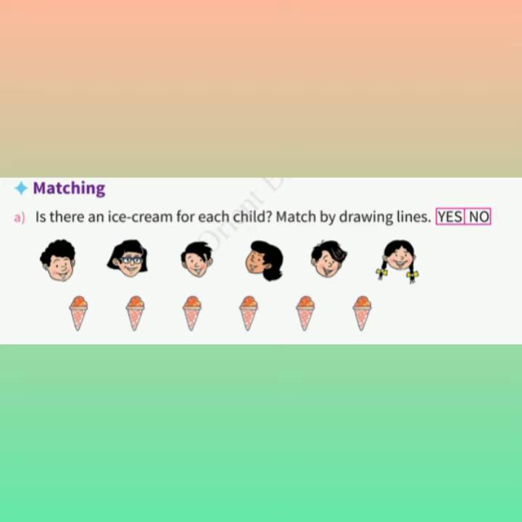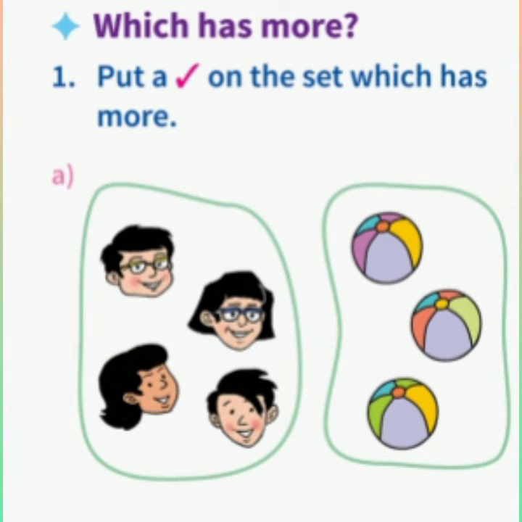Now let us count the students available here. 1, 2, 3, 4, 5, 6. And now I am going to count the ice creams. 1, 2, 3, 4, 5, 6. Yes, we have to say yes. I am going to tick mark the yes because there are 6 students and 6 ice creams available. So it is going to match, so we have to put yes. Now let us go for the next concept.